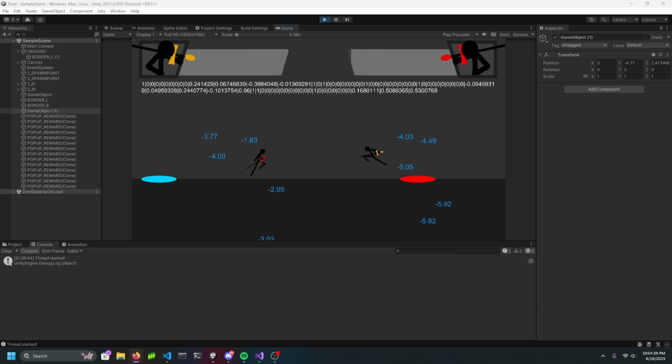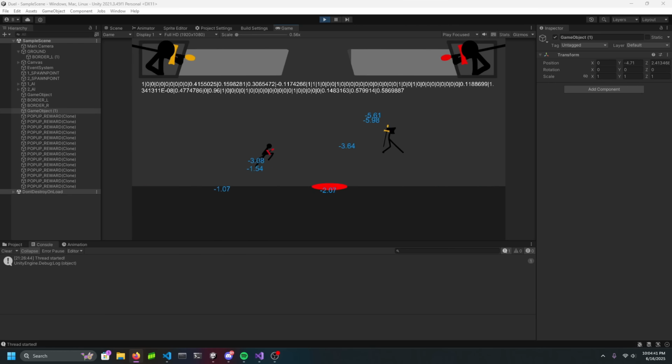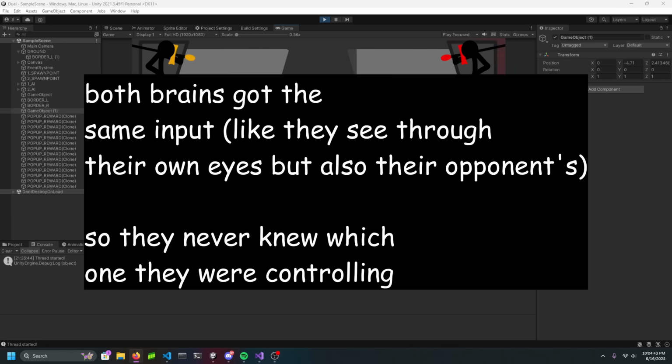The reason is that I gave them the wrong inputs. Right now, instead of each getting their own, such as their own position, HP, and the enemy's relative position, I instead gave each the same info, so each brain had no idea which one it was controlling.